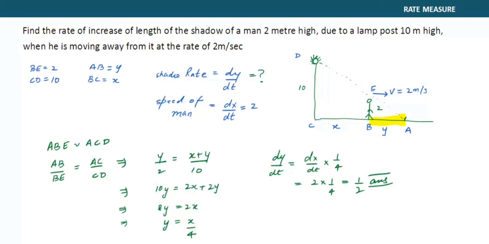Okay, so the shadow of the man is increasing at a rate of 1 by 2 meters per second. This is what was asked of you in this particular question. It is a very famous question, asked repeatedly in some form or other in competitive examinations, and I would say it is one of the easiest, because you don't have to do too much differentiation in this question. I hope this question is clear.